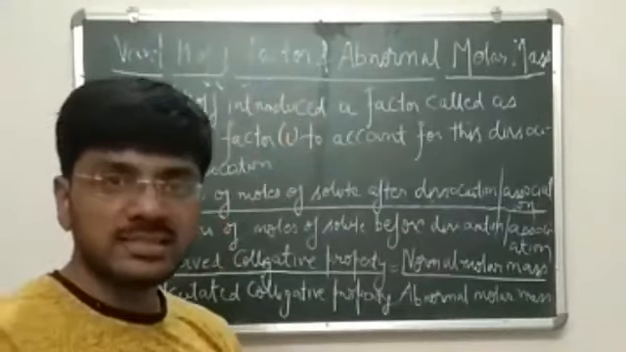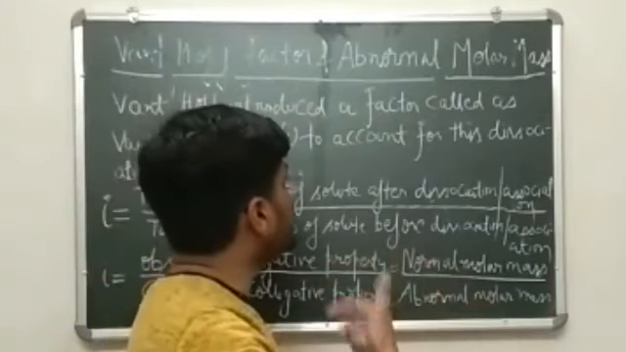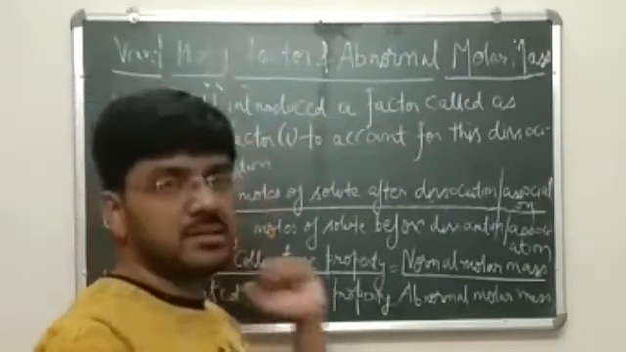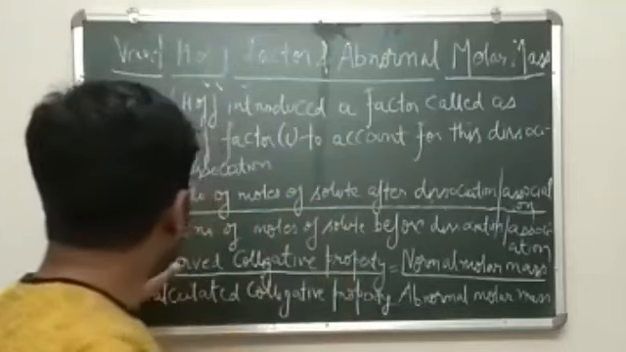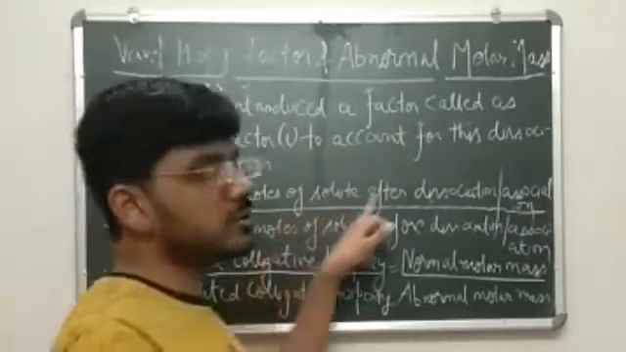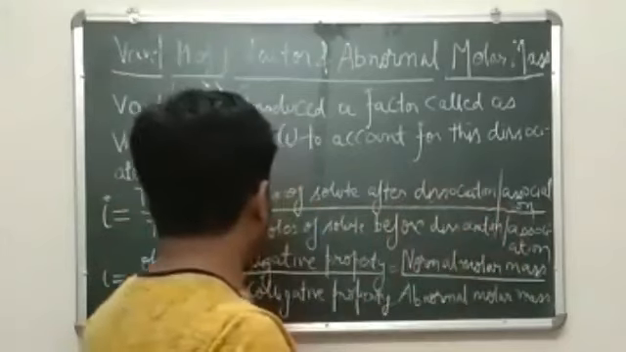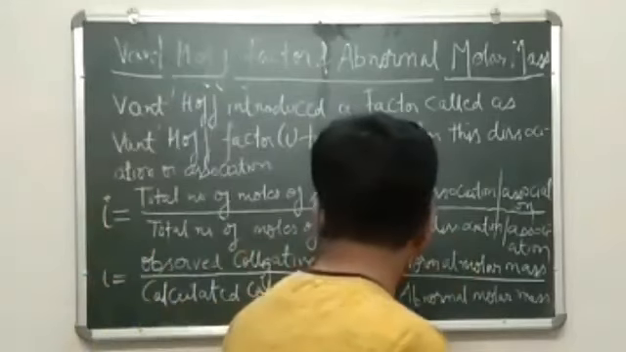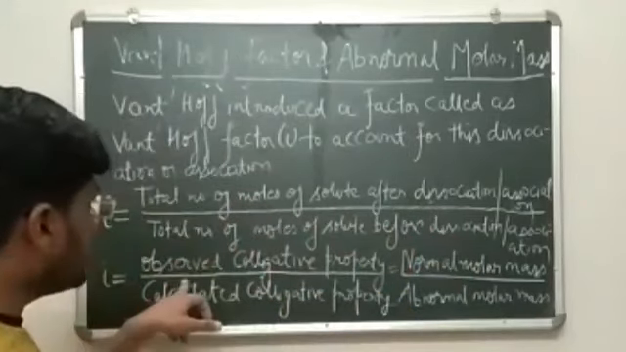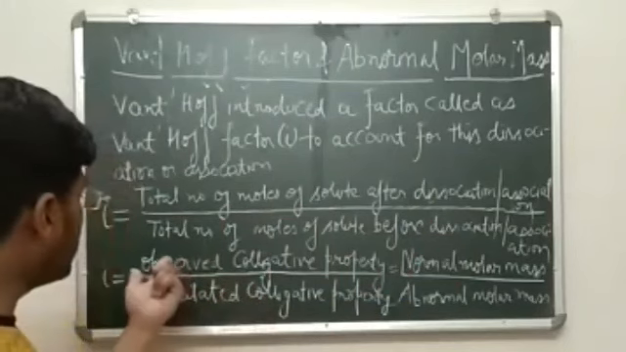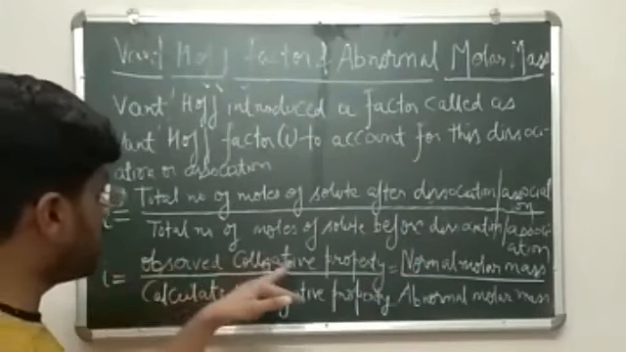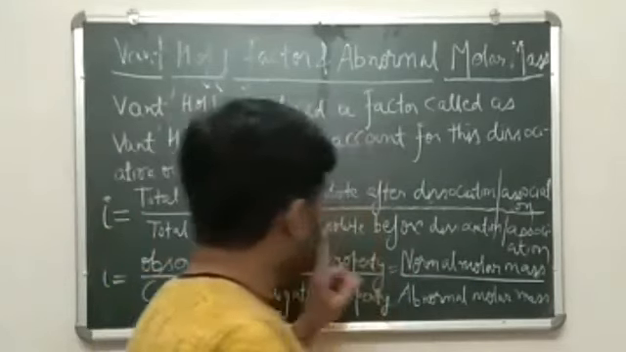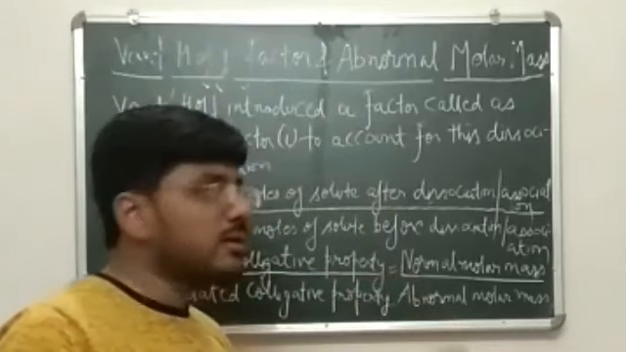Now, to account for this association or dissociation of solute, the scientist Van't Hoff introduced a factor which is called the Van't Hoff factor. It is represented by i. Now, what is i? i is the total number of moles of solute after dissociation or association divided by the total number of moles of solute before dissociation or association. We can also express i in terms of colligative property: i is equivalent to observed colligative property divided by calculated colligative property.